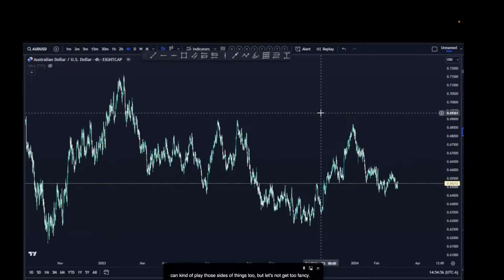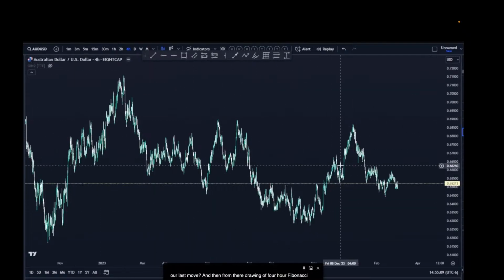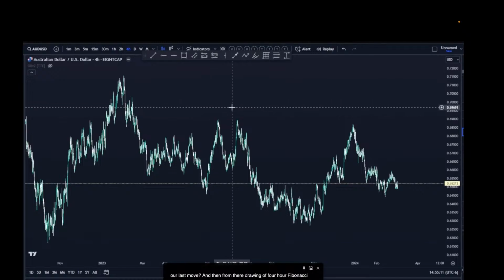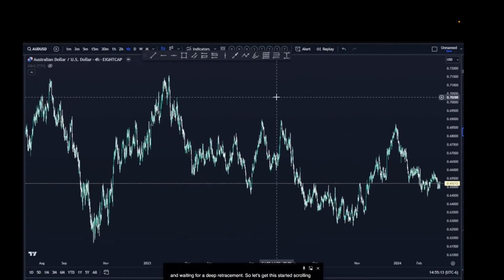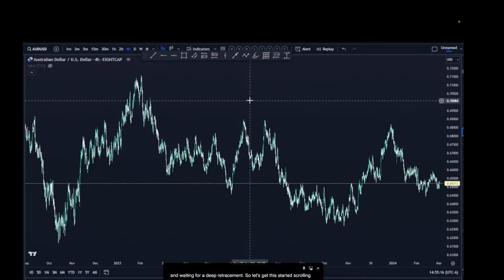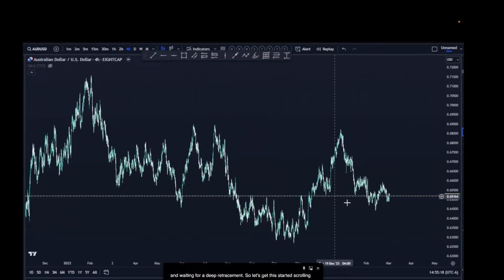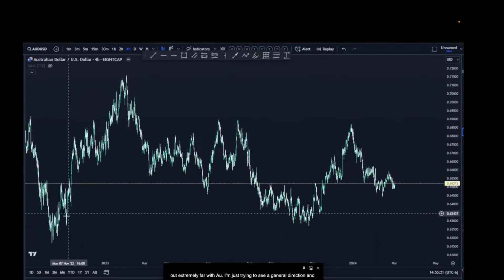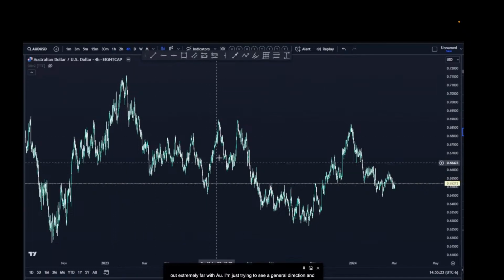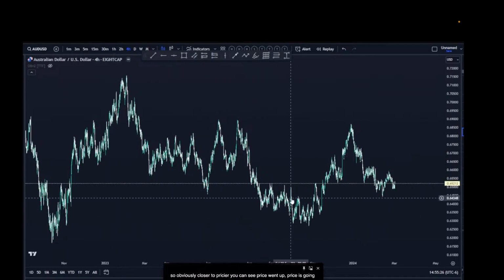It's nothing complicated. All we're doing is identifying higher highs, higher lows, and lower highs, and figuring out what is our last move, and then from there drawing a 4-hour Fibonacci and waiting for a deep retracement. So let's get this started. Scrolling out extremely far with AU, I'm just trying to see a general direction. And so obviously closer to price here, you can see price went up, price is going down, and then more recently price went down, making lower lows and lower highs.